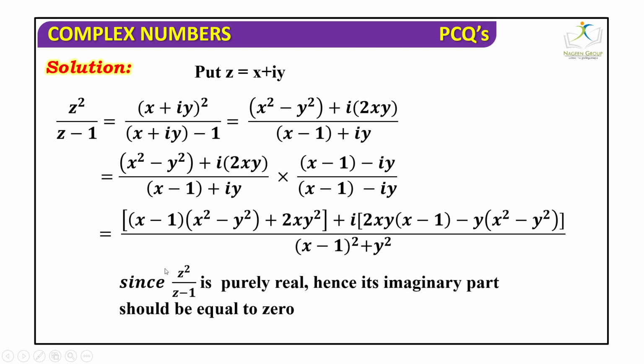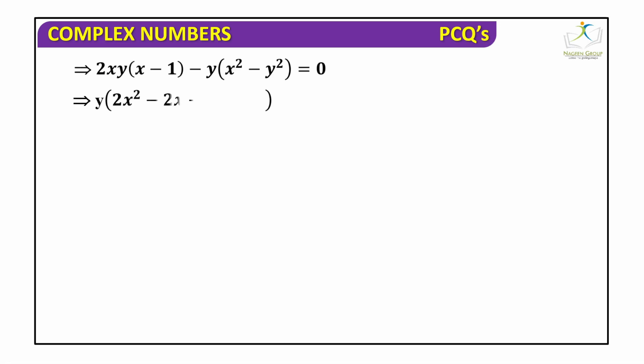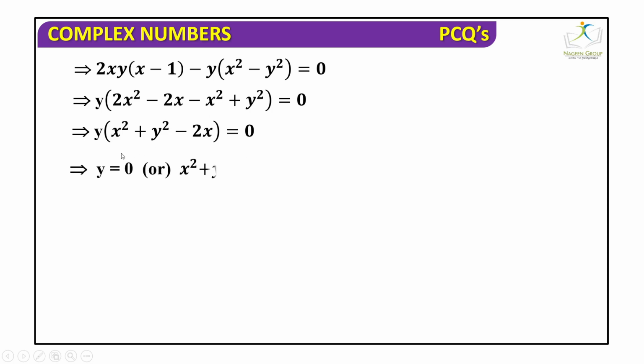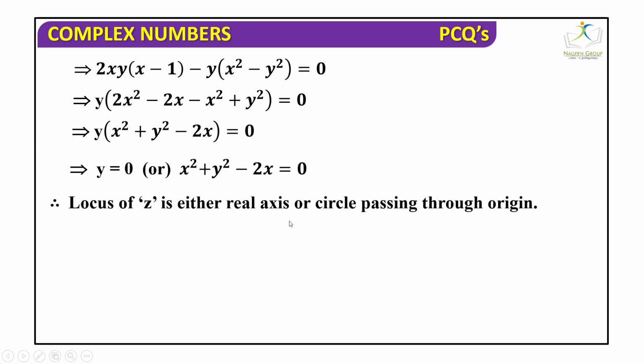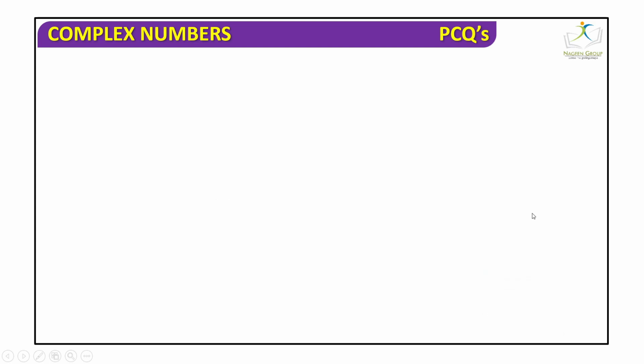So from here, since this is purely real, the imaginary part should be 0. So take the imaginary part equal to 0, right? Now multiply, taking y common: 2x square minus 2x minus x square plus y square equal to 0. From here we have x square plus y square minus 2x equal to 0. From here y equals 0 or this part equal to 0. From there we say the locus of z is either a real number or a circle passing through the origin, right?